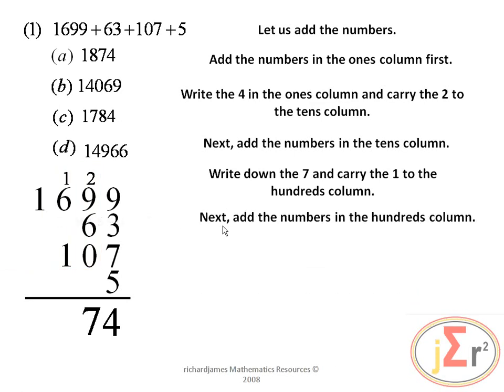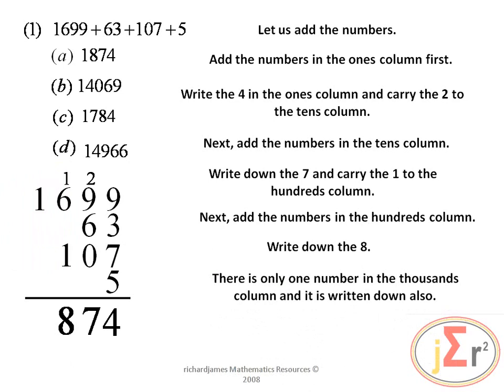Next, add the numbers in the hundreds column. 1 plus 6 plus 1, and that is equal to 8. No number to carry this time, so we just write 8 down. There's only one number in the thousands column, and it is written down also. So after we have added these, we have only one digit in the thousands column, and it is written down. So the answer is 1874, and our choice is A, right there.